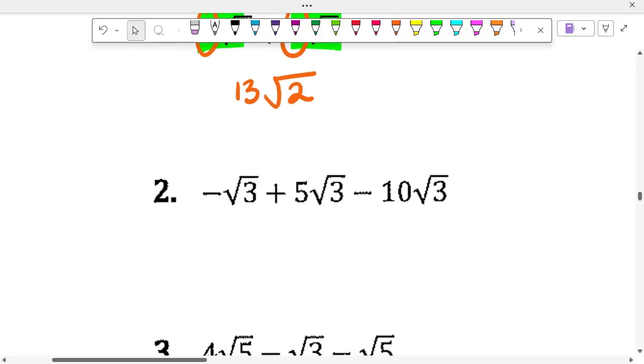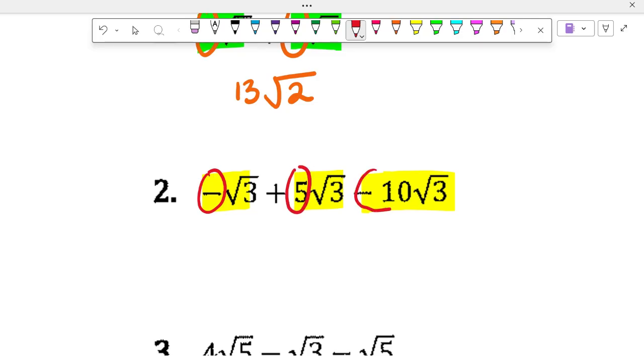All right. What about number 2? Do I have the same index and number under the radical? Yes. So index is 2. Number under the radical, or radicand, is 3. So I can just add my 3 numbers here. Remember, this is -1. So my final answer is going to contain the square root of 3. -1 plus 5 is 4. Minus 10 is what? -6. And that's it.